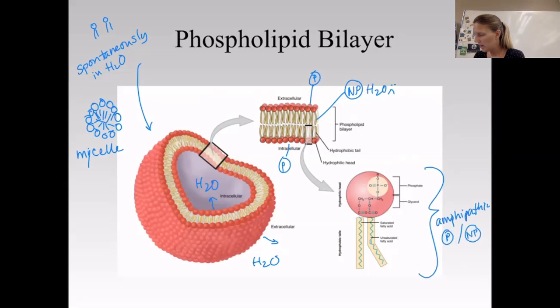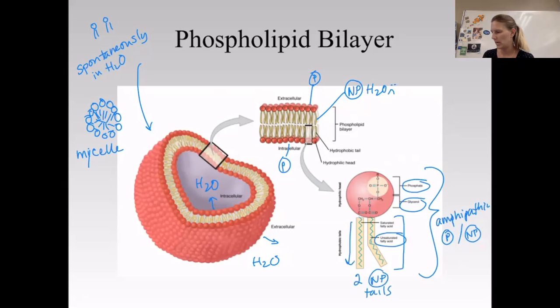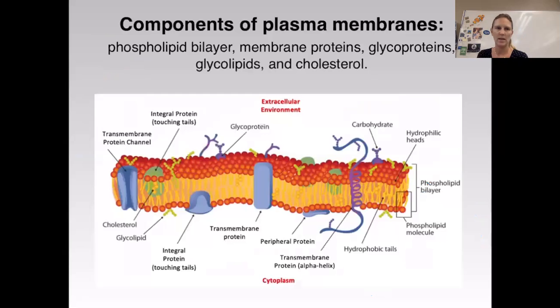What you have to know is that the polar part has a phosphate group. Remember, the backbone is this glycerol molecule, and then you have two nonpolar tails. One of them usually is unsaturated with a kink, with a double bond, and the other is usually fully saturated. Those are in animal membranes most of the time.